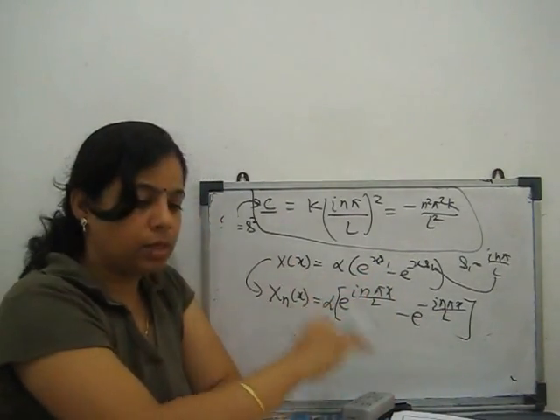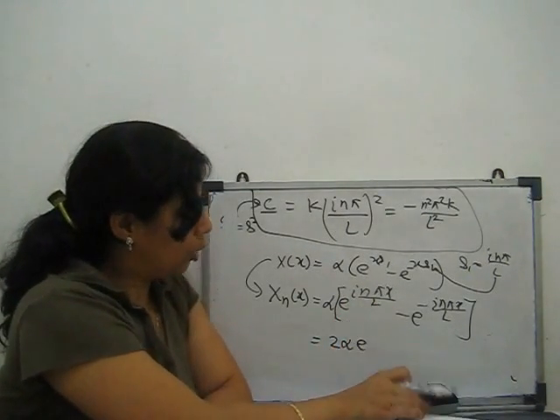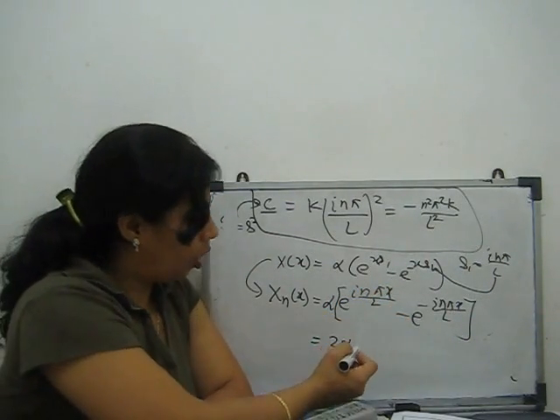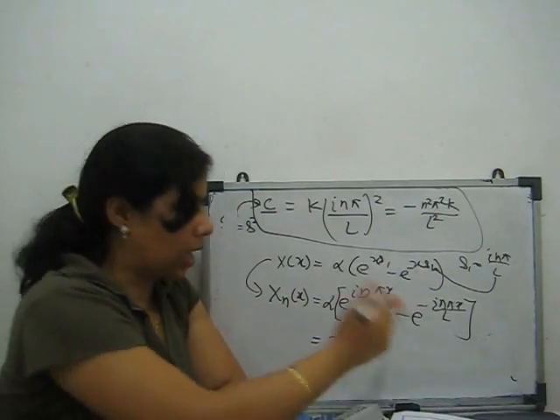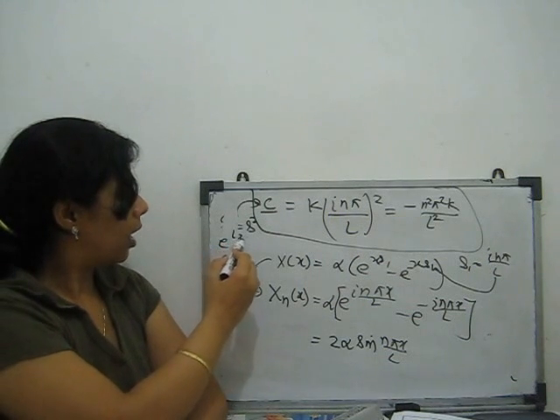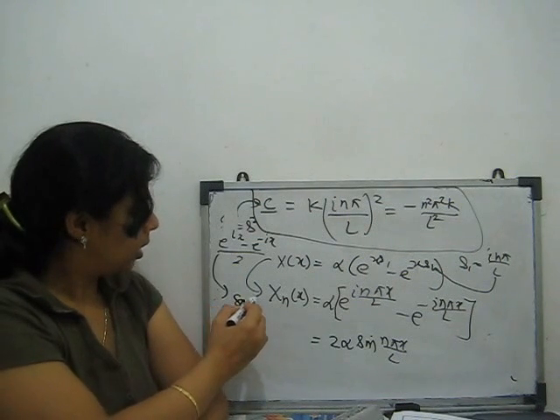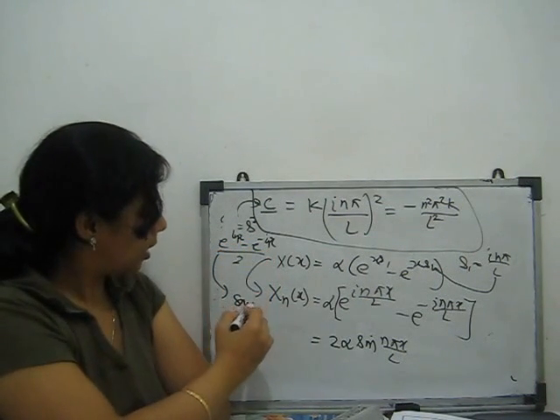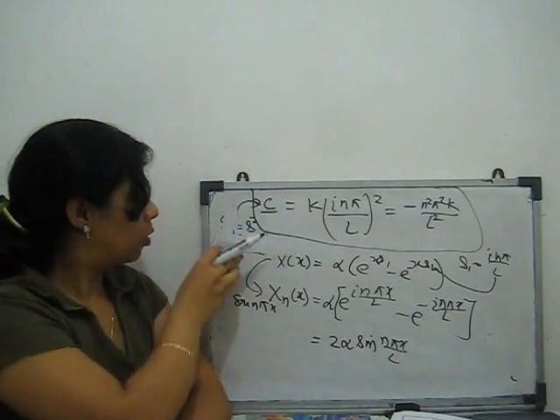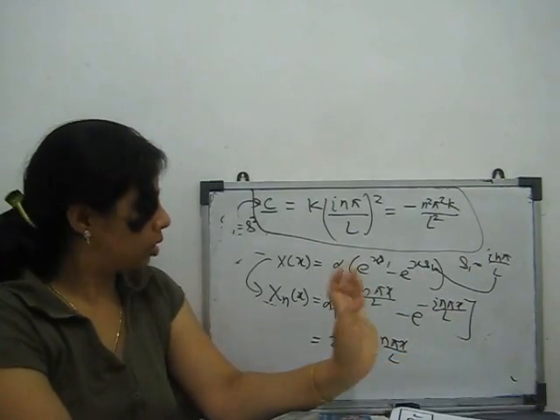So if we summarize and rewrite it again, 2 alpha times e to the power iota x minus e to the power minus iota x over 2 is sine. We can rewrite it as sine n pi x by L. What is the formula? e to the power iota x minus e to the power minus iota x by 2 is equal to sine x, so here sine n pi x by L. Clear? So we replace this iota n pi x with sine. So now our equation of X becomes this.